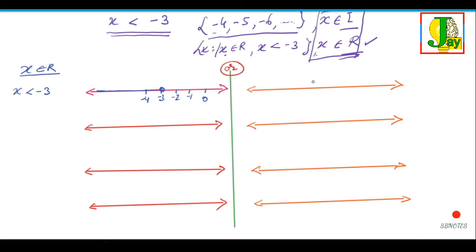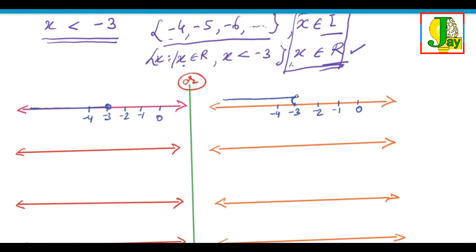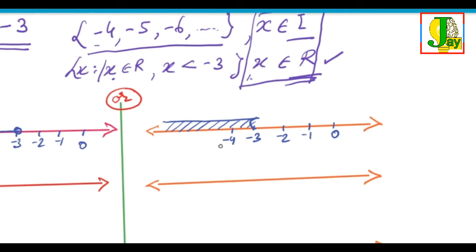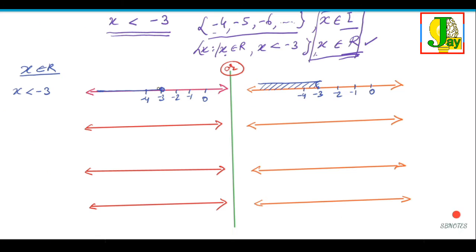The second method: the same thing, if we show it here, -3, -2, -1, 0, -4. In this method, since -3 is not included, a curve will be made like this, and then a line, and just draw the stripes. So these are the two methods to represent x less than -3 on a number line. See the difference: -3 is not included, therefore the white circle, and here the curved one.